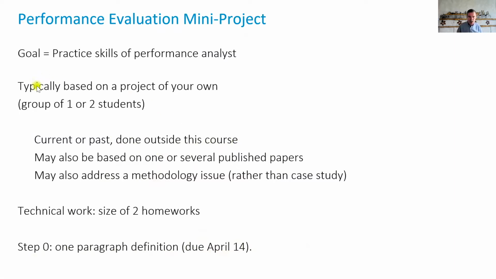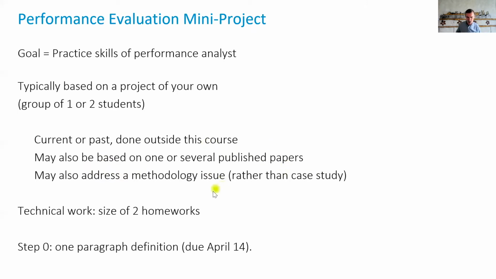So the project is typically based on a project of your own, but if you don't have such a project, it can be based on a paper or some simulation resources that are available online. You can do it in a group of 1 or 2 students, in most years the same groups as for the labs. And it typically addresses the performance of something that you've been involved in. If you don't have such a thing, we can find something for you, or we can give you hints on where to find something. You might also address a methodology issue rather than a case study, so everything is open.